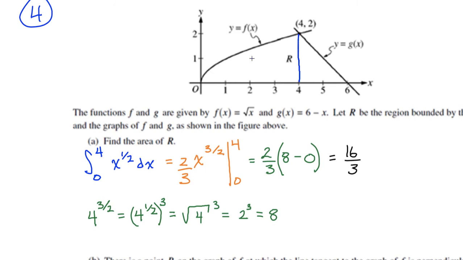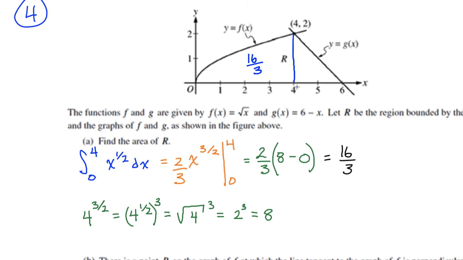So this left-hand region, therefore, is 16/3. But what is this right region? Well, it's kind of easy. It's a triangle. But if you wanted to use an integral, you totally could. I'm not going to. 4 to 6, that's 2 by 2. 2 times 2 is 4, and then half of that is going to be 2. So it has an area of 2, just knowing that it's a triangle.